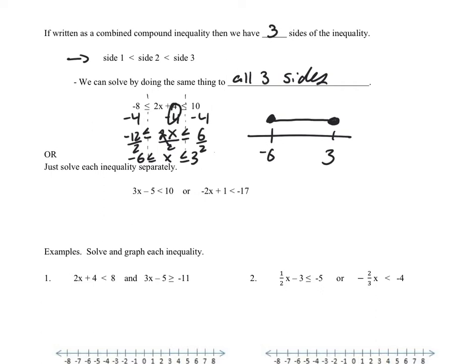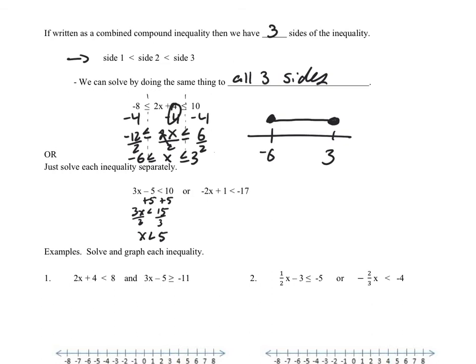An or is very similar to an and, where we're just going to solve each one separately. So I'm just going to solve the leftmost and then the rightmost, and then we'll write it in the end as an or inequality. So adding 5 to both sides, we get 3x is less than 15. Dividing by 3, you get x is less than 5.